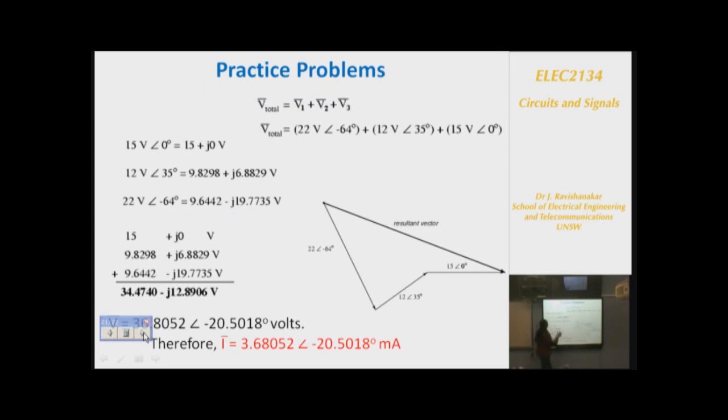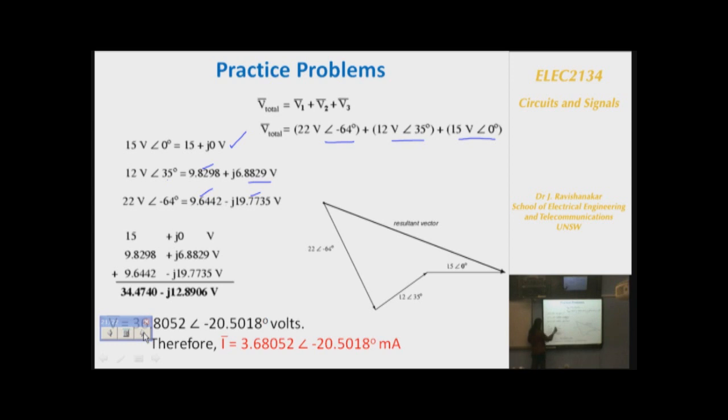So we have to just add all the voltages. So V total is each of the voltages: 22 at an angle of minus 64, this one plus this one. So 15 at an angle of 0 will be 15 plus j0: 15 cos of 0 plus j15 sin of 0. Now 12 at an angle of 35, once again 12 cos 35 is this one, 12 sin 35 is this value. Now 22 at an angle of minus 64 is 22 cos 64, 22 sin 64, and this is minus. Sign of minus is minus.